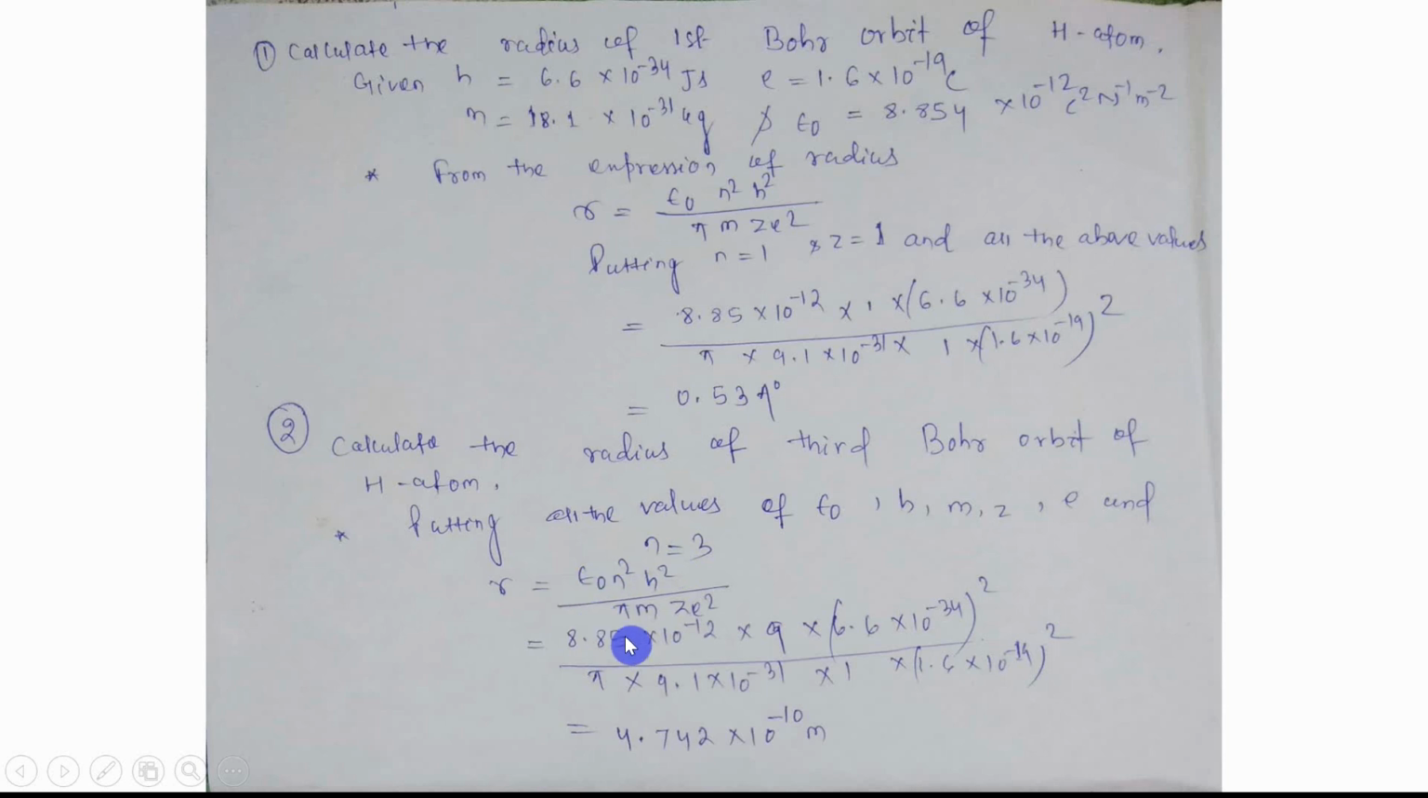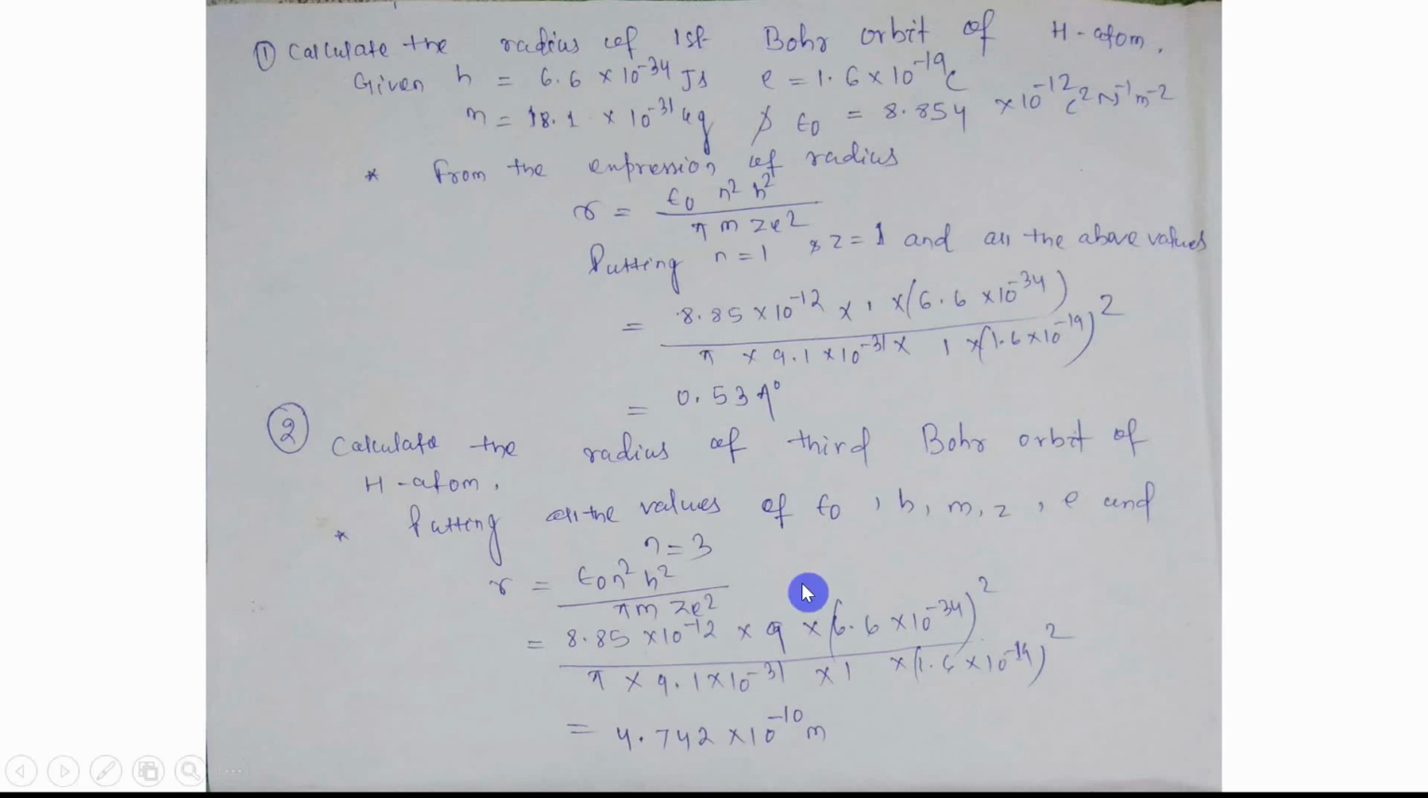Epsilon naught is 8.85 into 10 to the power minus 12, and n is 3, so 3 square is 9, into 6.6 into 10 to the power minus 34 whole square, divided by pi, m which is 9.1 into 10 to the power minus 31, into e square, and from this we can get 4.742 into 10 to the power minus 10 meter.